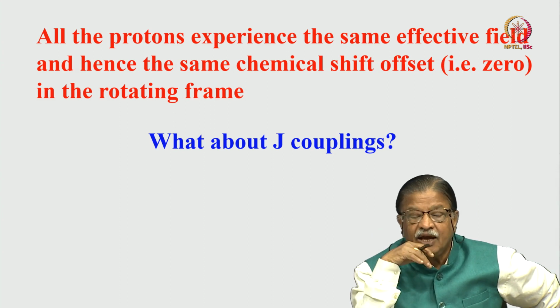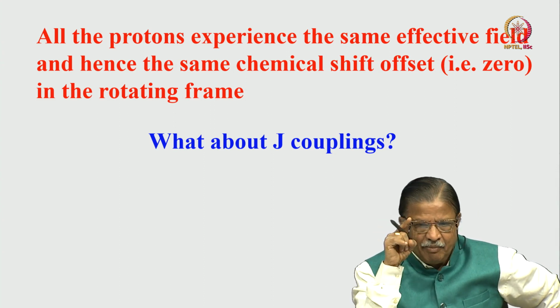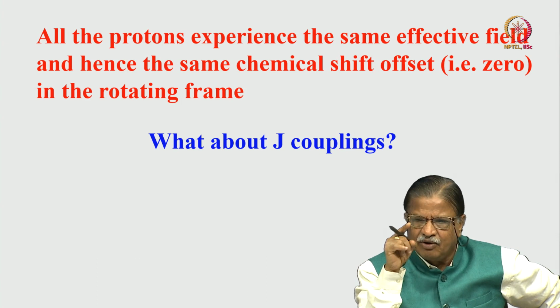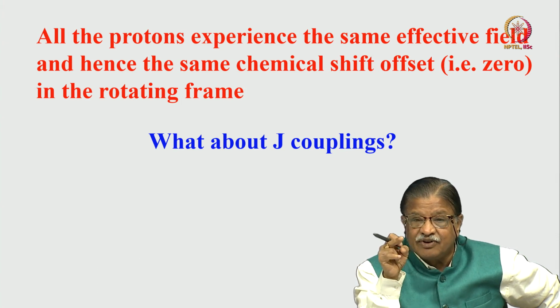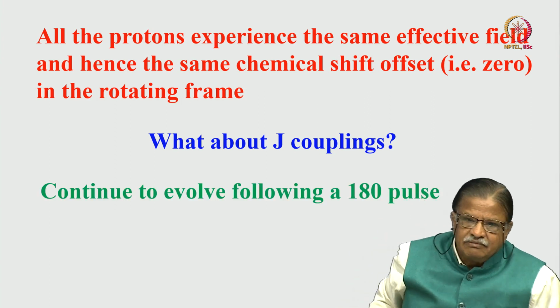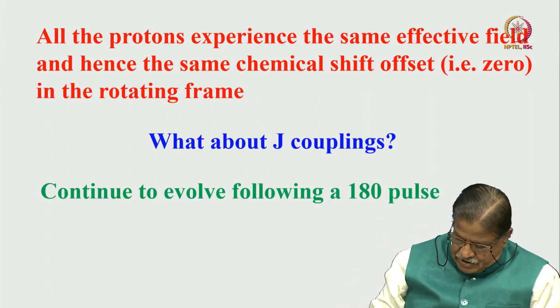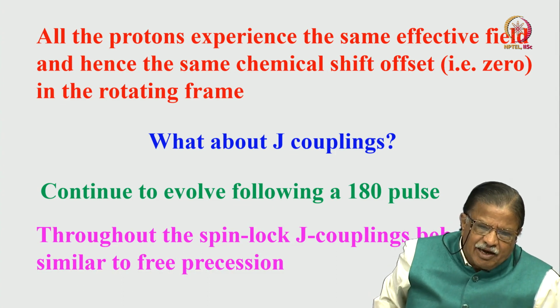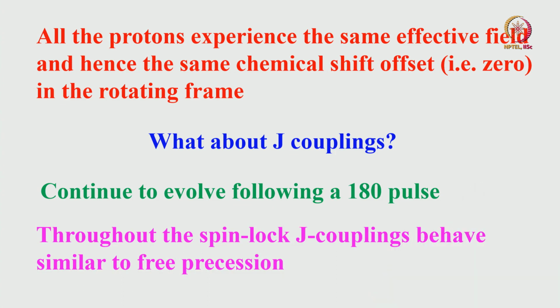That's fine. Whatever the J coupling. Remember, in the homonuclear spin lock I discussed, chemical shifts are refocused but not J coupling. J couplings always continue to evolve after the 180 pulse. So this is what happens. Throughout the spin lock period, we have created a situation where the chemical shift evolution is 0, but J coupling continuously evolves. It is similar to a free precession during the spin lock period. Like a free precession, there is only J coupling evolution and no chemical shift difference.